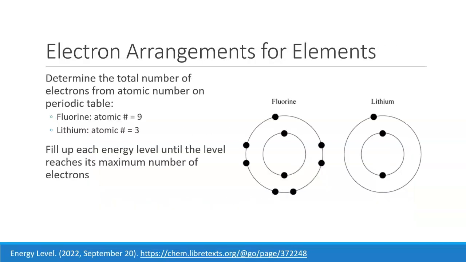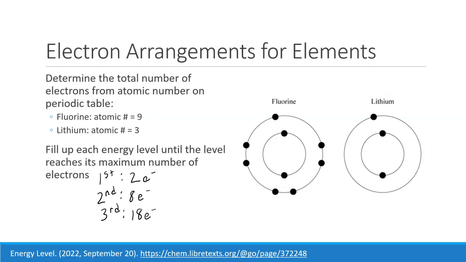So again, if we find lithium on the periodic table, you can see that lithium has 3 electrons. Now, once we determine the total number of electrons, we can fill up each energy level until it reaches its maximum number of electrons. So remember that the first energy level was 2 electrons, second, 8 electrons, and third, 18 electrons.